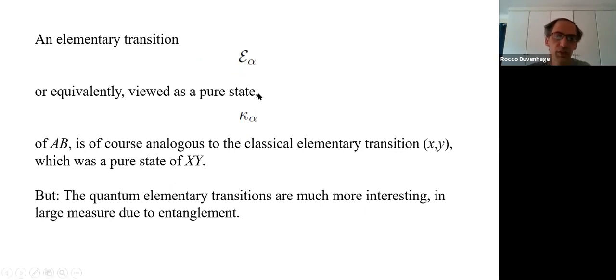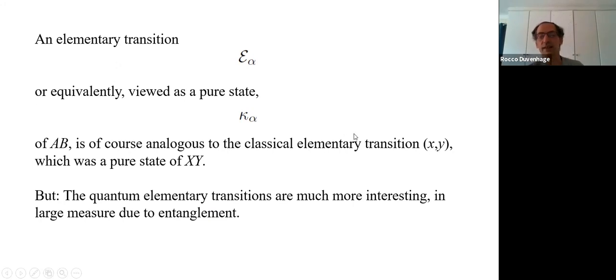Right. So again, I've mentioned this, but I'm just mentioning it again. You can view an elementary transition as a map or a state, and the state is analogous to the X, Y, the pure state in the classical case. But to connect it to channels, quantum channels, it's more convenient to think of it as a map. Now, these elementary transitions in the quantum case can be much more interesting than in the classical case. And this is basically due to entanglement. So keep in mind, in the classical case, elementary transition is simply X, Y.